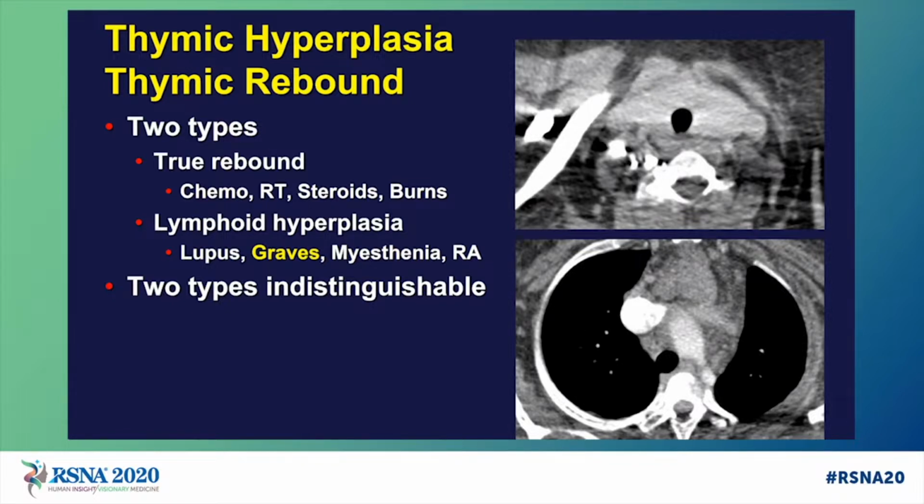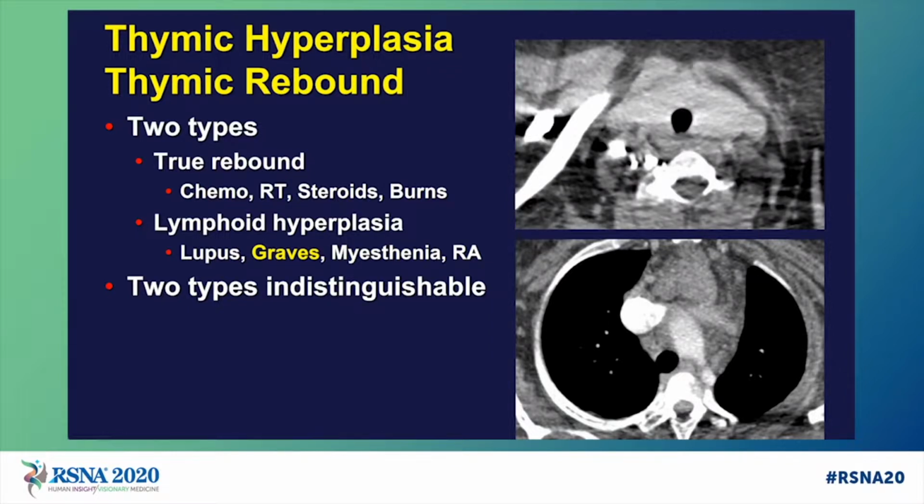Now, there's another form of thymic hyperplasia or rebound that is known as lymphoid hyperplasia. It's not distinguishable on imaging, but this can be seen in the setting of lupus, Graves' disease, myasthenia, and rheumatoid arthritis. This, as you would imagine, with a select cut right through the thyroid, was a patient presenting with an initial manifestation of Graves' disease.